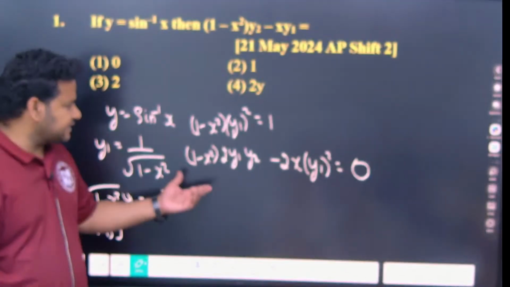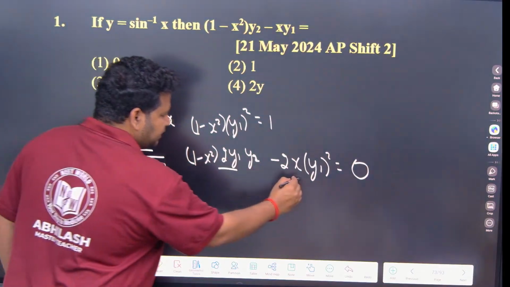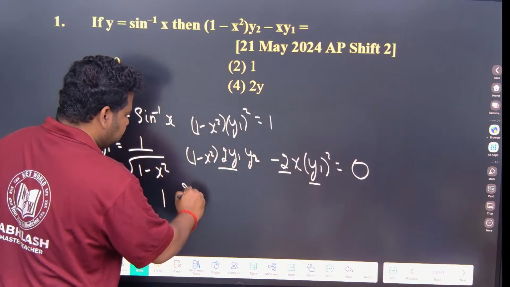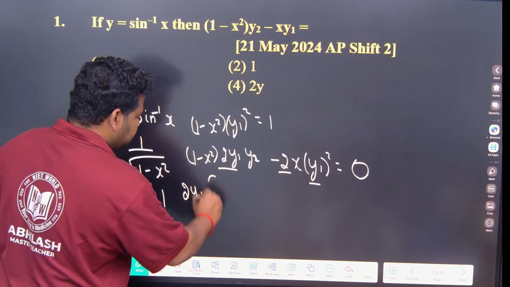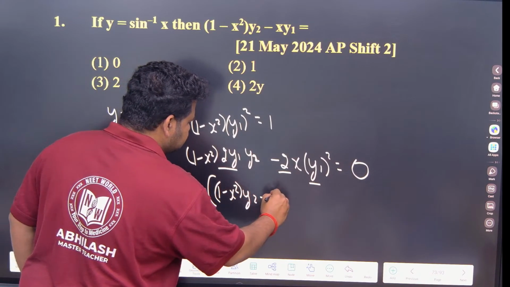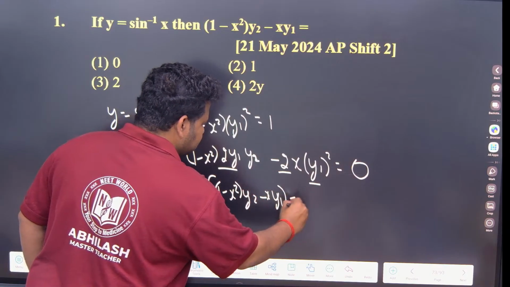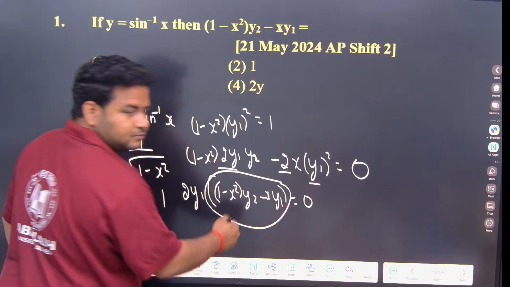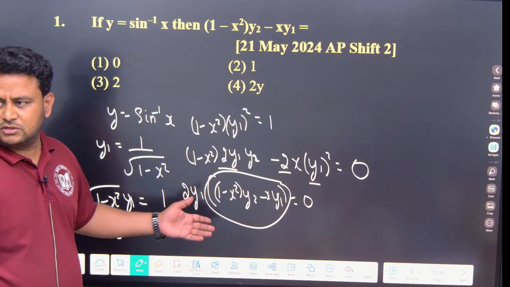What can I take common? 2y1 I can take common. If I take 2y1 common, within the bracket I will have 1 minus x square into y2 minus x into y1 is equal to 0. If I send 2y1 down, this becomes 0, so this entire thing is equal to 0.